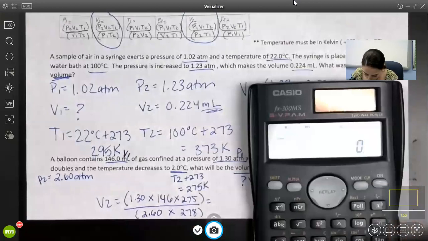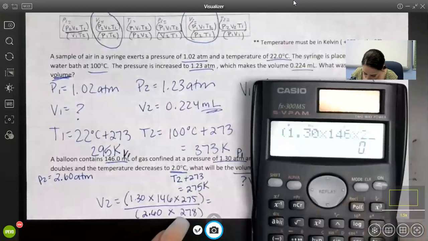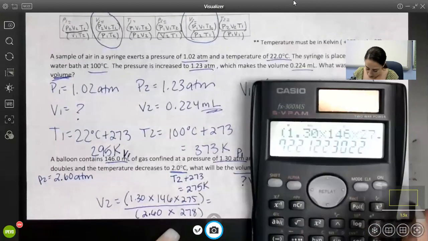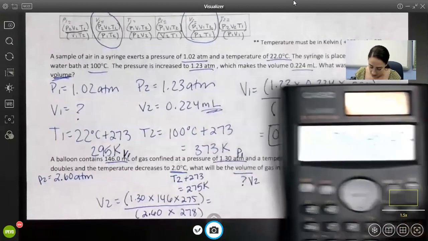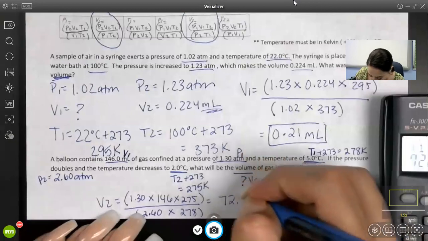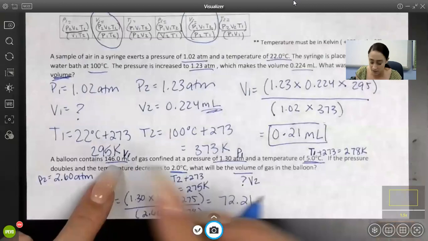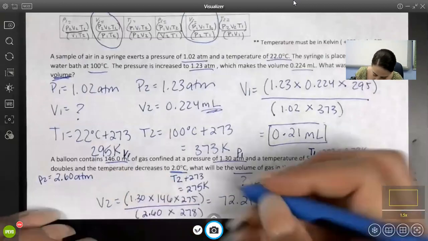Okay, so we're going to put parentheses 1.30 times 146 times 275, close your parentheses, divided by, open parentheses, 2.60 times 278, close your parentheses. And we end up with 72.21. Because we're solving for volume, you have to check your other volume. Those units are in milliliters, so this will also be milliliters.